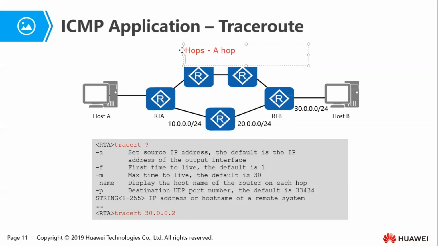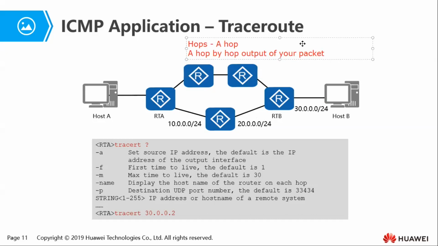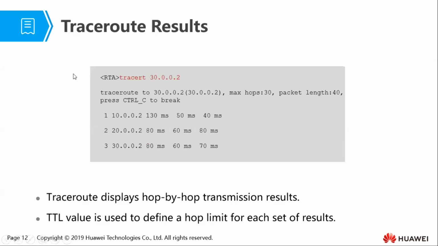So generally, Traceroute will give you a hop by hop output of your packet. So all the hops that it passed through. So that is what Traceroute is used for. These are some of the options for the Traceroute. Please go through them much later.